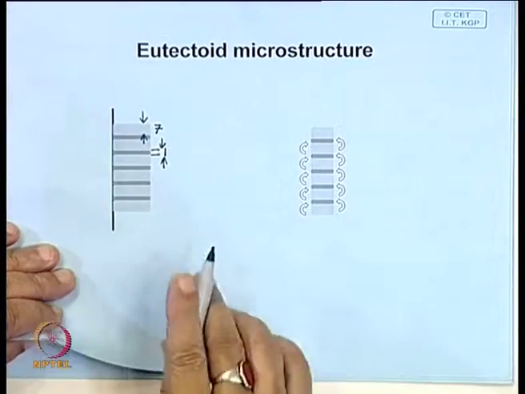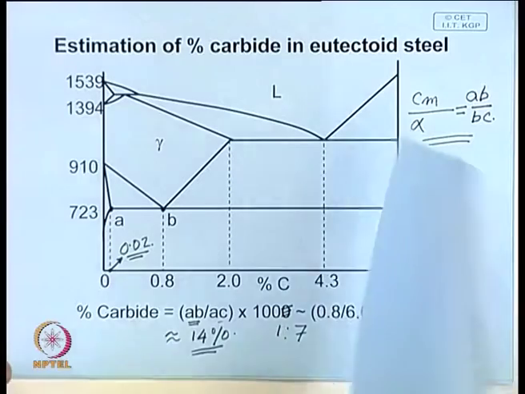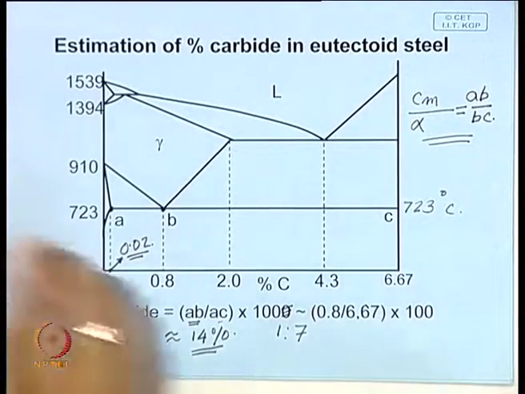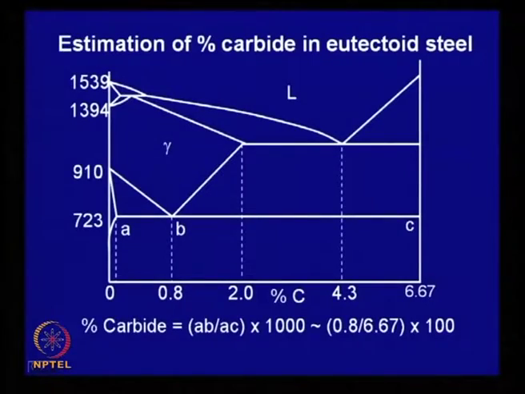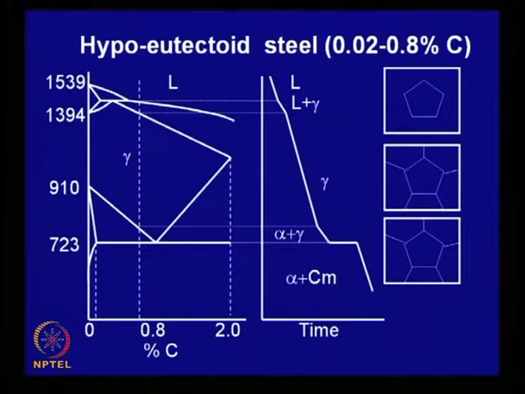So, you get a lamella. That means pearlite, that eutectoid structure, is a lamellar structure, and the two phases are present in the ratio 1:7.